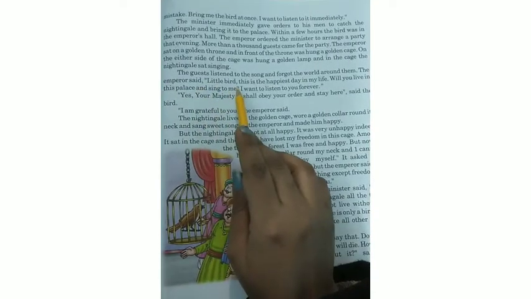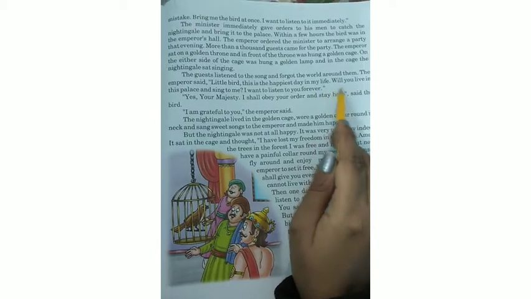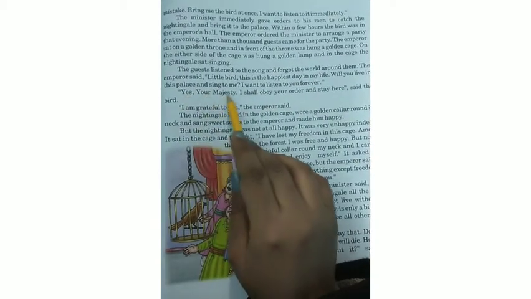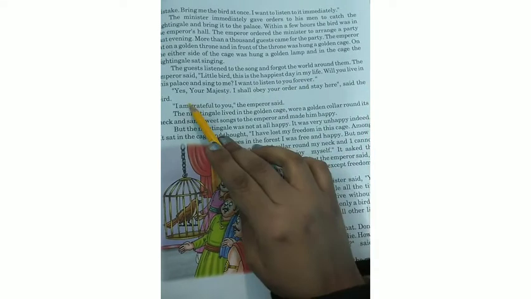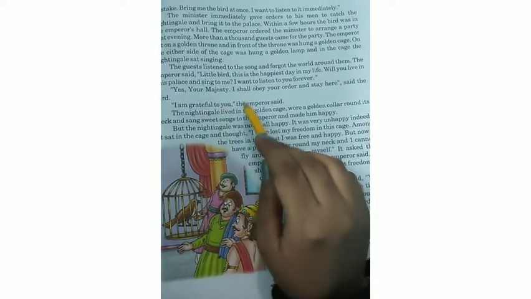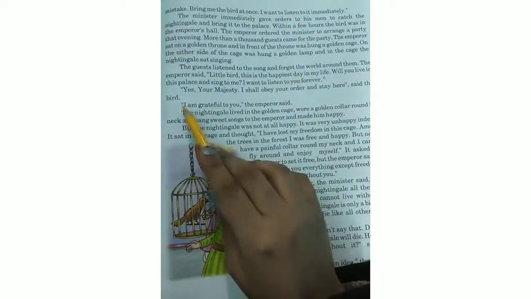The emperor said, Little bird, this is the happiest day in my life. Will you live in this palace and sing to me? I want to listen to you forever. Yes, your majesty, I shall obey your order and stay here, said the bird.